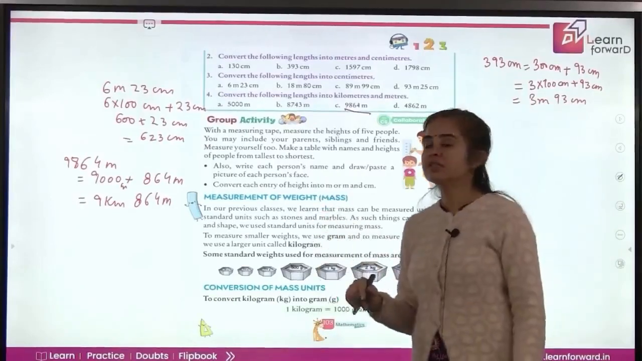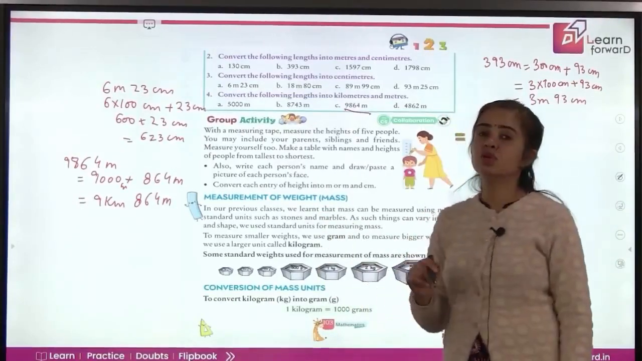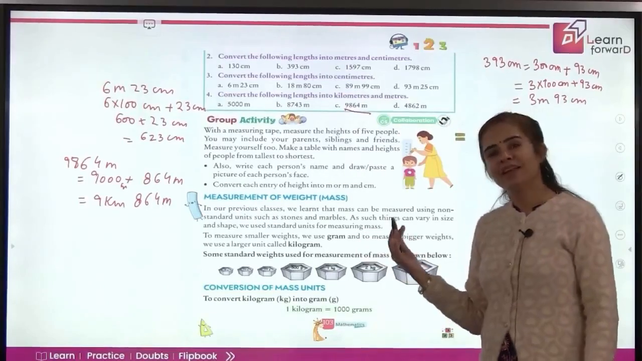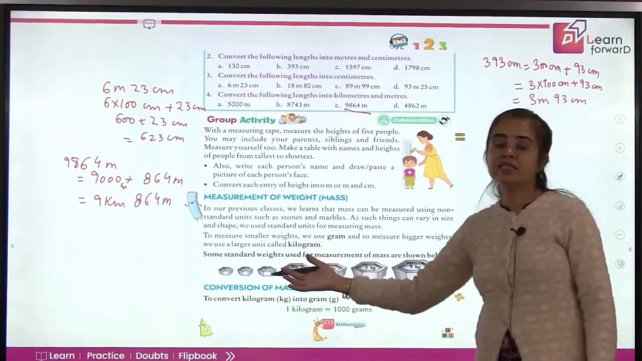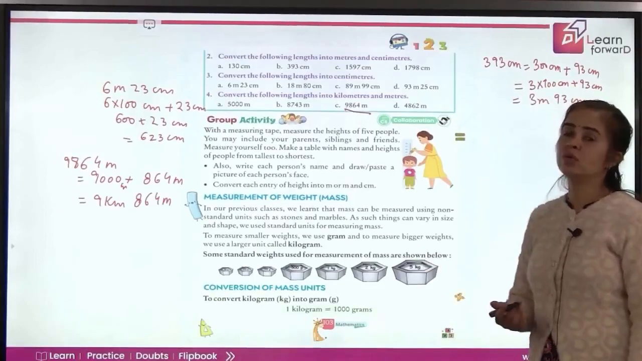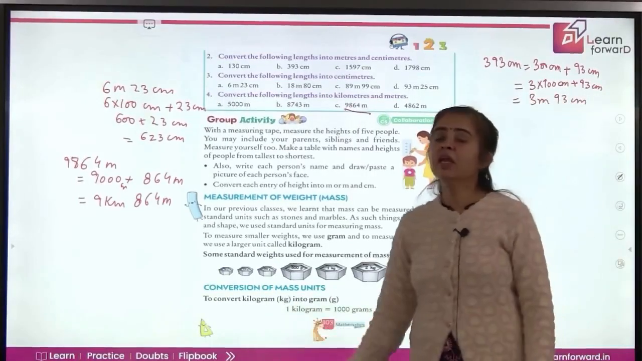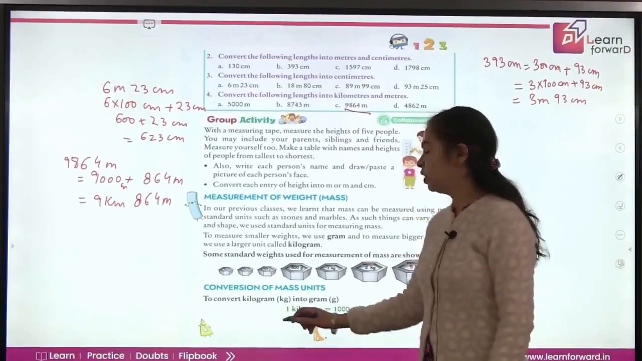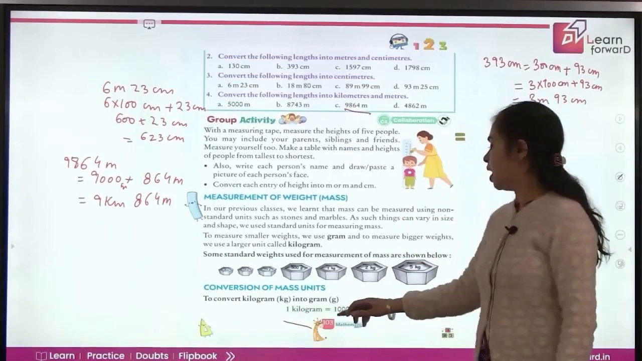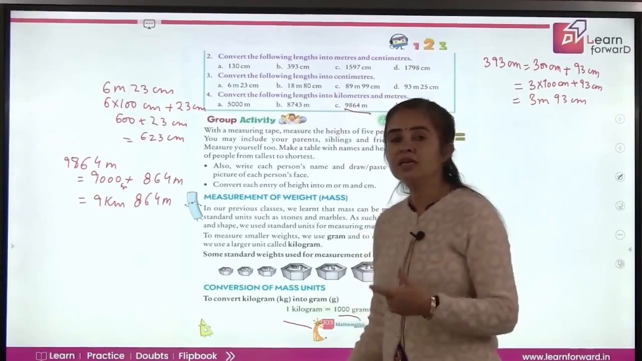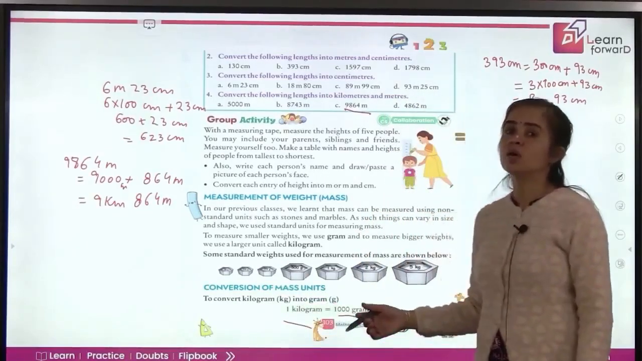Now next is measurement of weight, which is also called mass. So when you have to weigh something, what do we use? Grams and kilograms, children, and these are the different weights that you know. These are the standard weights that are used. Again, conversion of mass units, 1 kilogram is equal to 1000 grams, just like 1 kilometer is equal to 1000 meters.